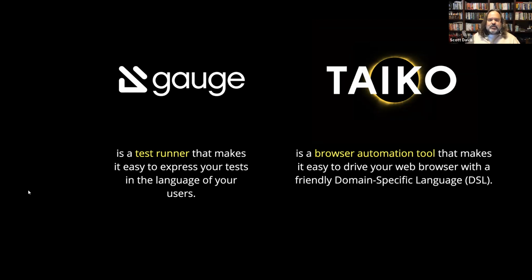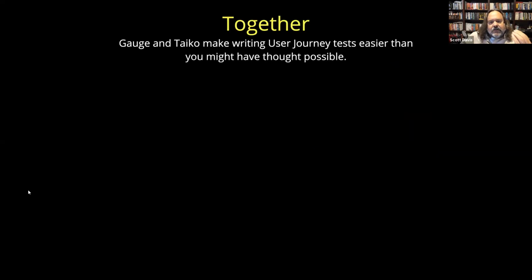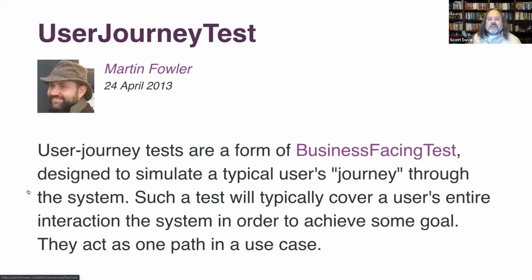If we have Gage, which is a test runner that really makes it easy to express our tests in the language of the user, this is why I like calling them user journey tests. And then we have a tool like Taiko, which is a browser automation tool, something that allows us to programmatically open browsers and go to URLs and click on buttons and fill in fields. I feel that these two technologies, when used together, really, as I said, are a multiplier. The sum is much greater than the parts individually. So this idea of user journey testing is certainly not new.